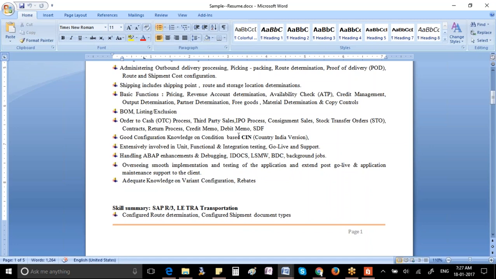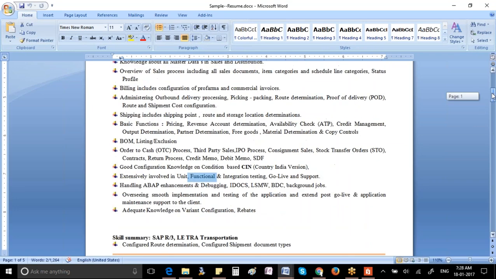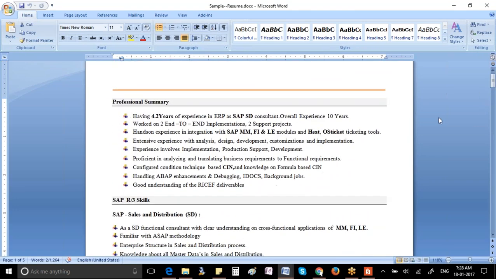Why? Because SIN is all about configuration, so telling good configuration knowledge in SIN adds some value. And you are handling some ABAP enhancements and debuggings, extensively involved in testings. So this is how you need to segregate and tell the interviewer very clearly what experience you have.